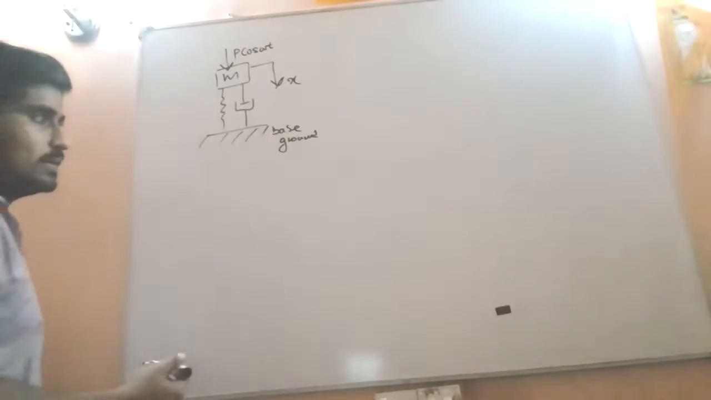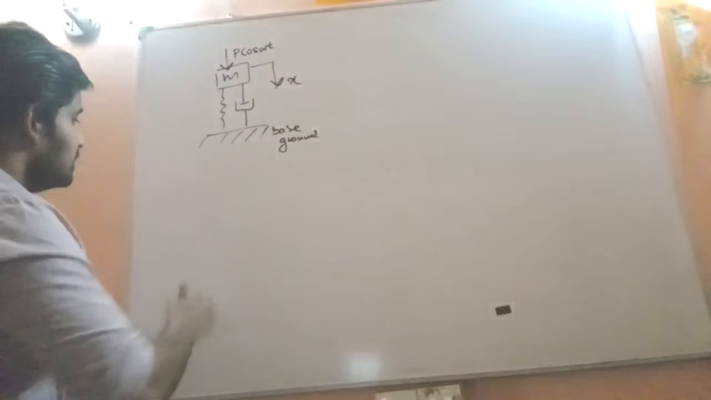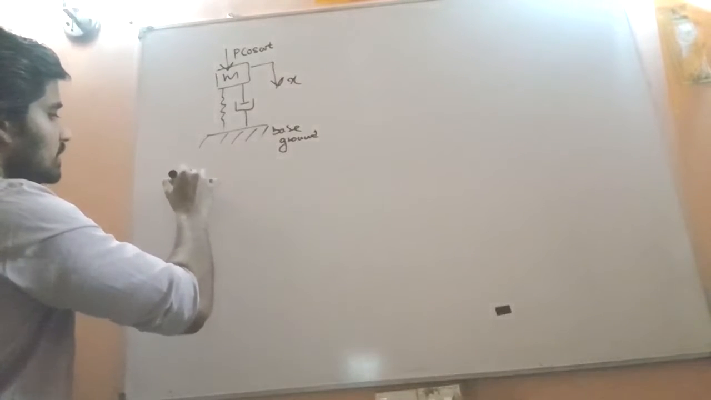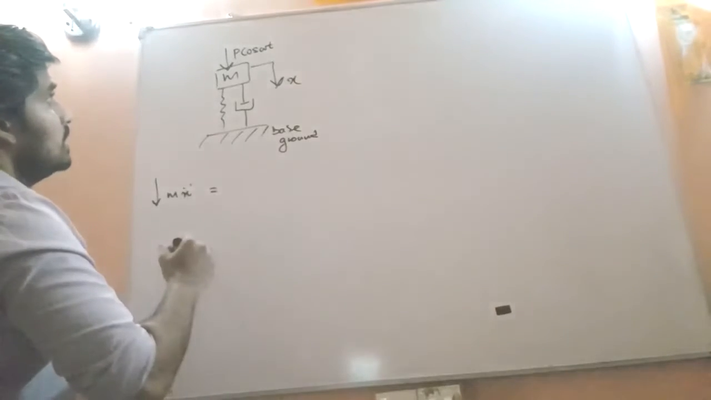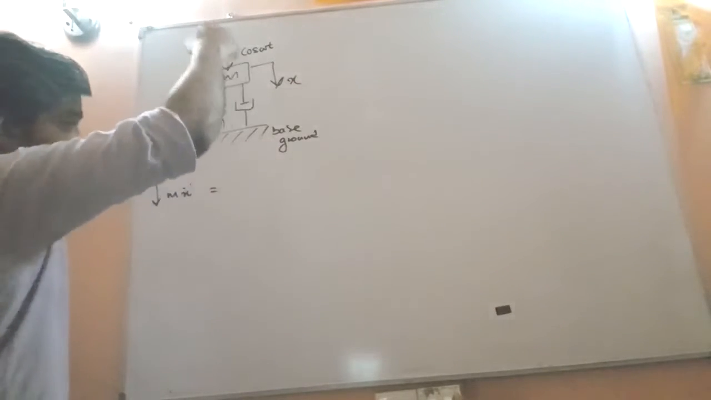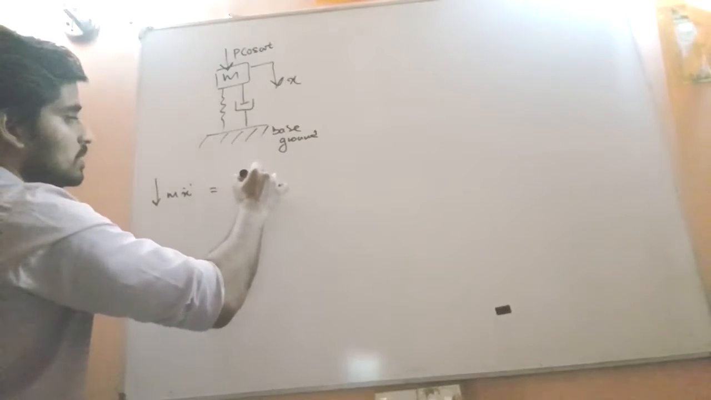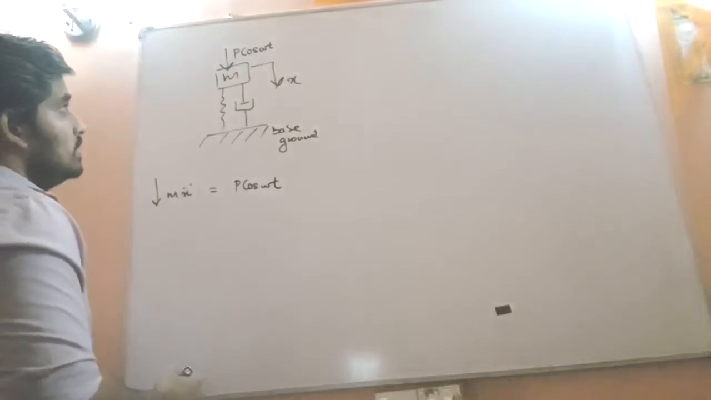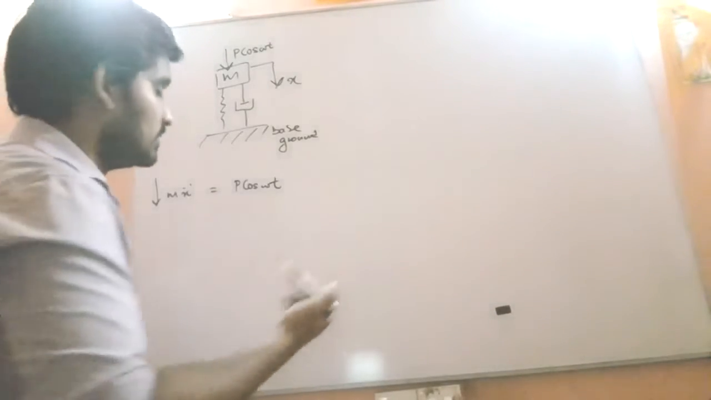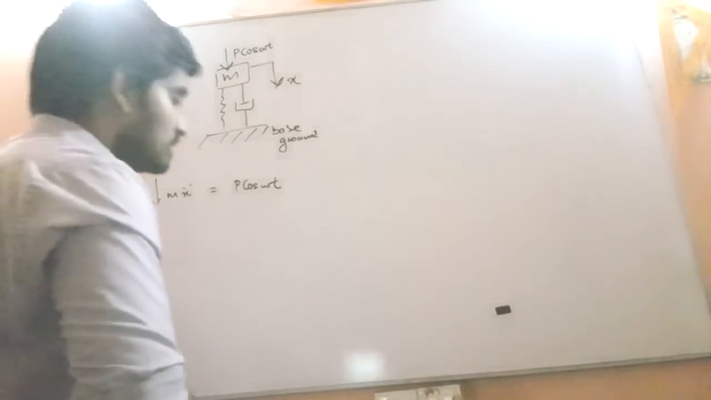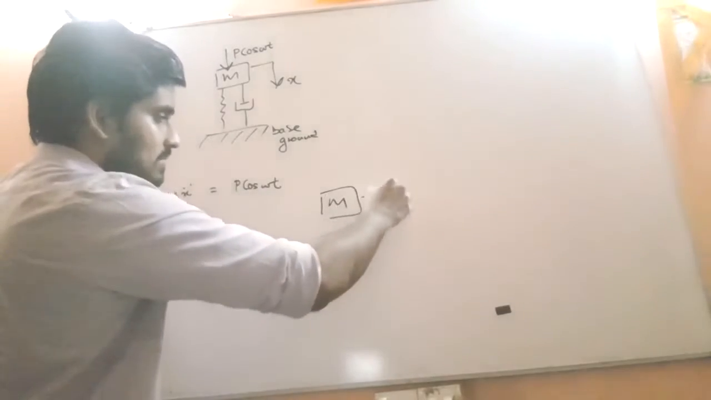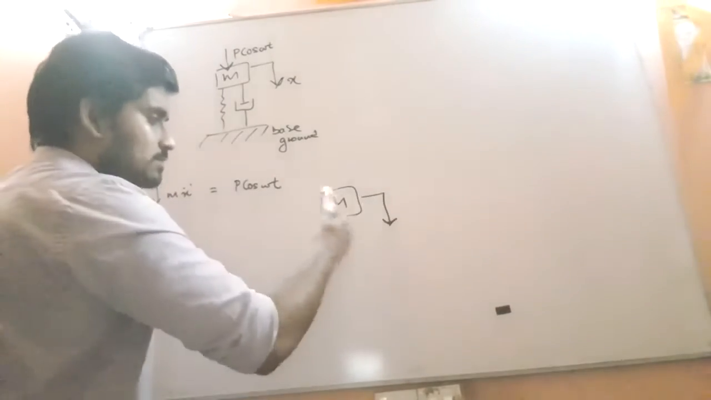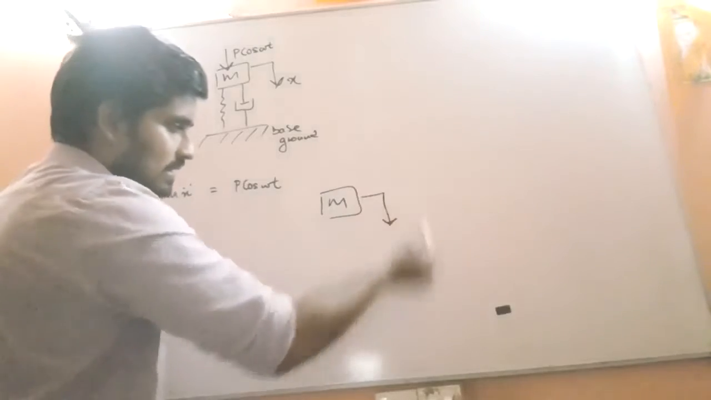So writing the equation of motion for this system will be m x double dot acting downwards, right, equals the force that is acting downwards on the mass m, which is P cos omega t. And how about the other types of forces? Okay, so let's sketch the free body diagram, right? So now this is the mass m, and x is the direction of the displacement of the mass going downwards.